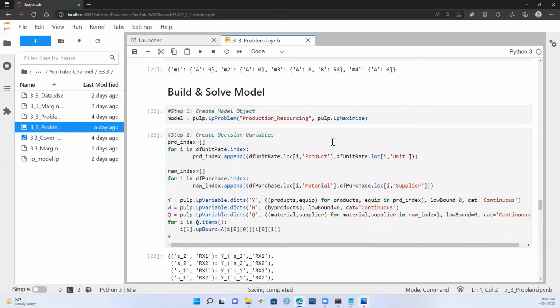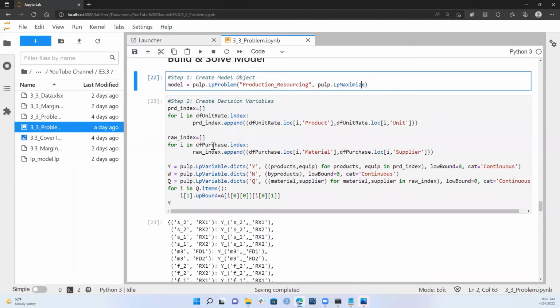So now we're ready to move on to build and solve our model. So step 1, as we've covered before, we're going to create a model object. We're just going to call that object model. We're going to title the problem production resourcing and specify the type of problem, which is maximizing. We want to maximize our profit. Then I'm going to move on to create the decision variables.